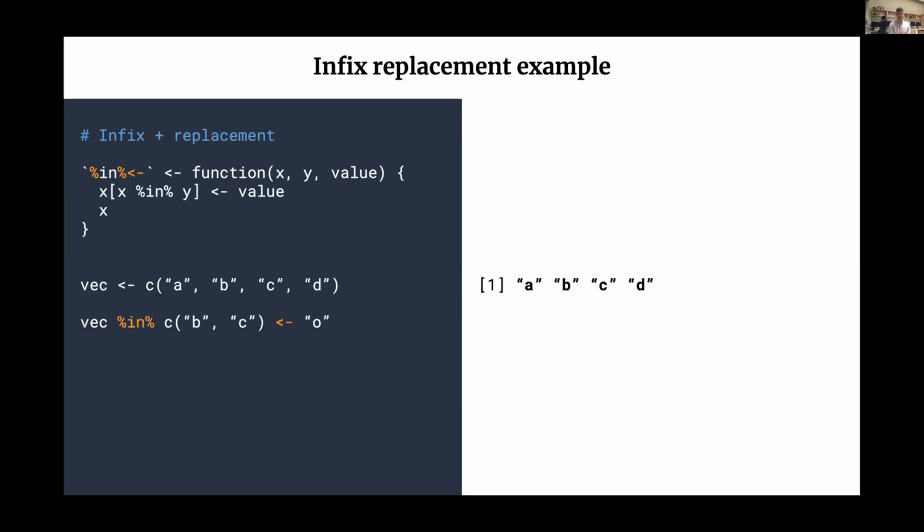If you have a vector with 4 elements, you can write your call like so. You write vector, which is your variable, and then basically a standard in operator that checks if B and C are in vector, and then you assign a new value to those values found in the vector. And what it would produce is it would replace the values B and C, in this case, with O.